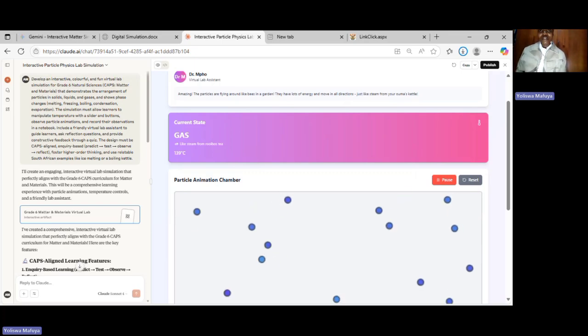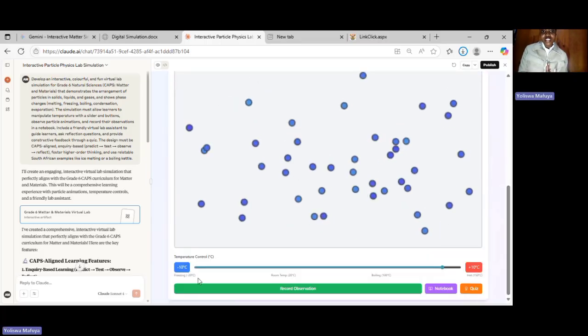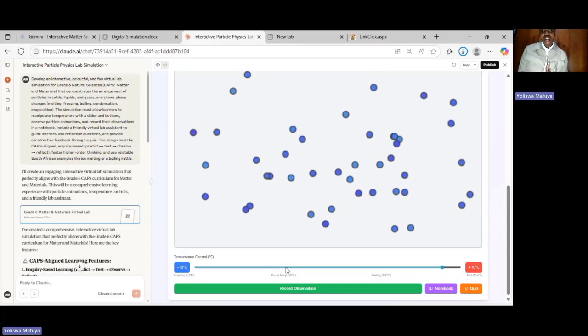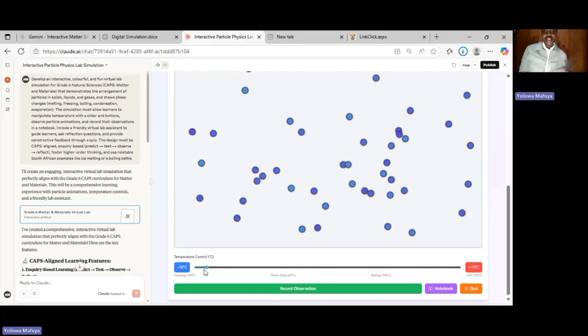That's what I love about this simulation, is that it's tailored according to learners' background experience, specifically in South Africa, because if you teach something they don't know, they don't understand. So what we have here is the temperature control. So here we get to control the temperature.